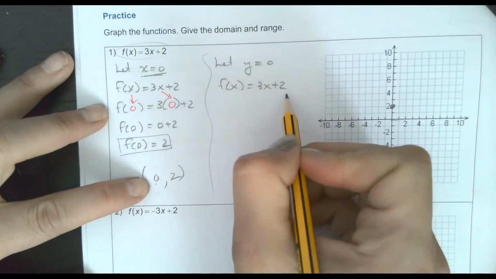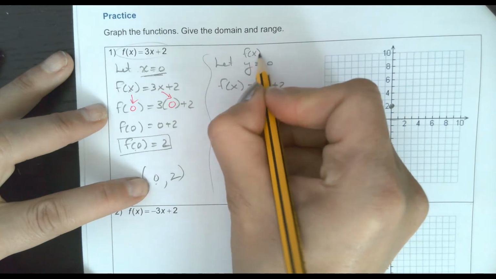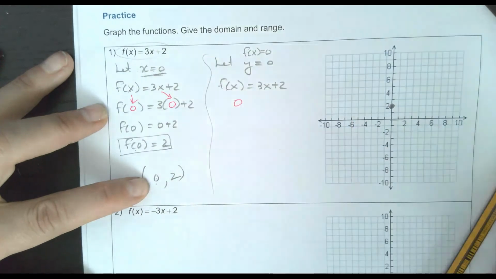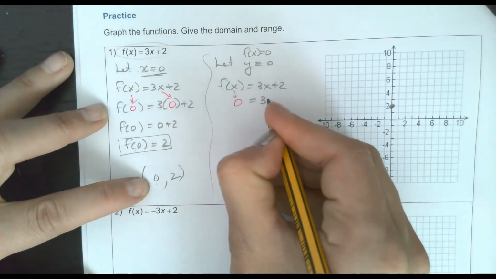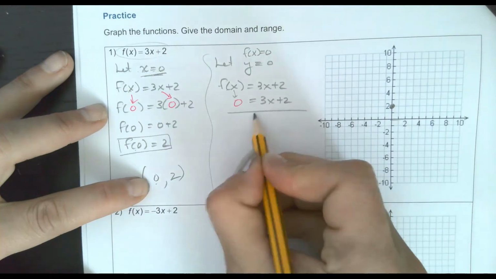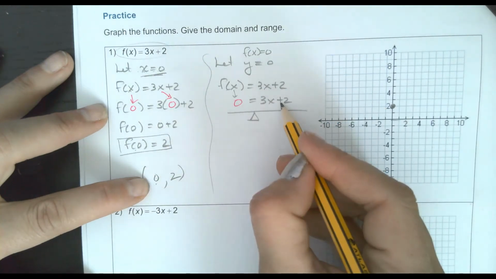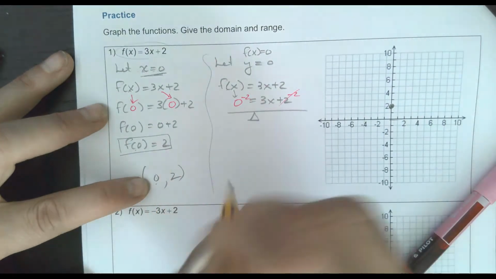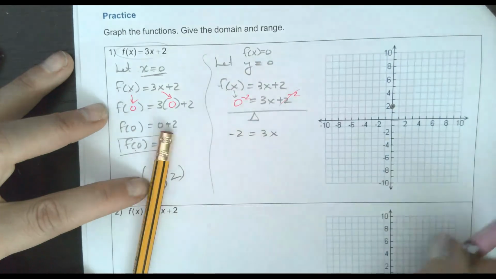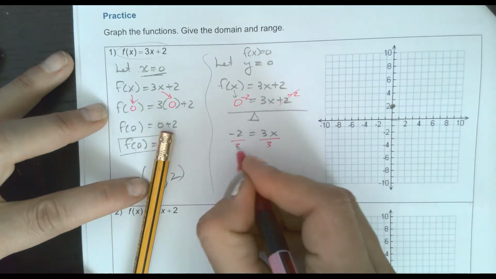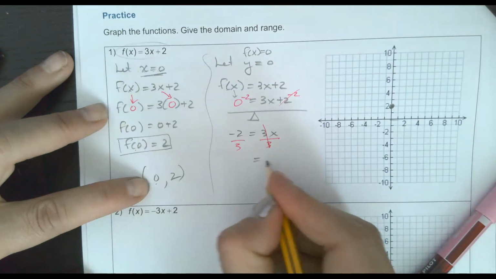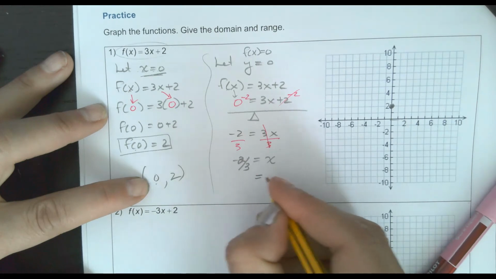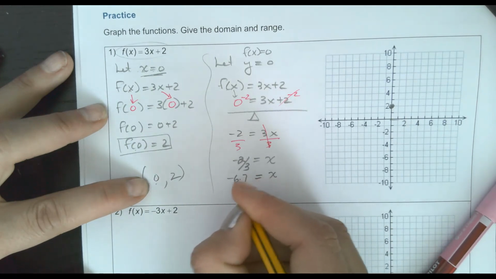Let y equal 0. Well, there is no y. Really, that's the same as f of x equals 0. So we're going to put a 0 where the f of x is, and then equals 3x plus 2. Now we have to solve for x. It's like a scale, so you're going to get rid of the 2. And I'm left with negative 2 equals 3x. I'm going to get rid of my 3, same over same. So that's really x equals negative 2 over 3, which is x equals negative 0.67.